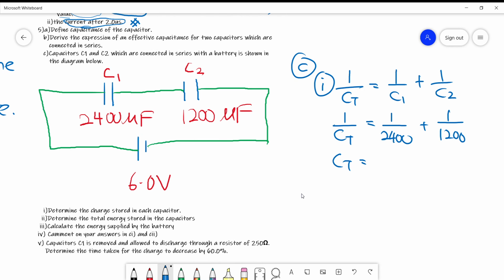So my total capacitance is 800 microfarad. Q is equal to CT times VT as well. So this is 800 times 10 to the power negative 6 times the total potential difference exerted by C1 and C2, which is 6.